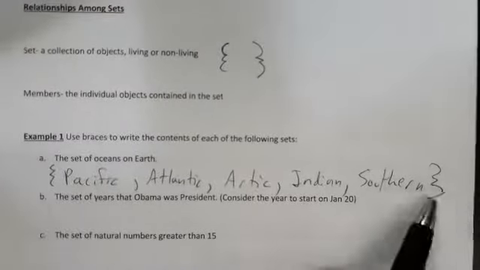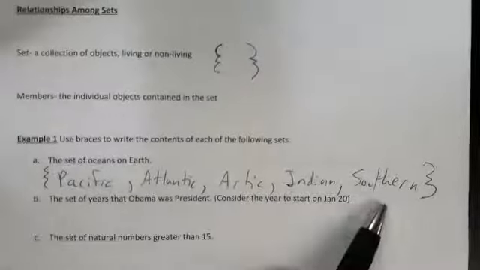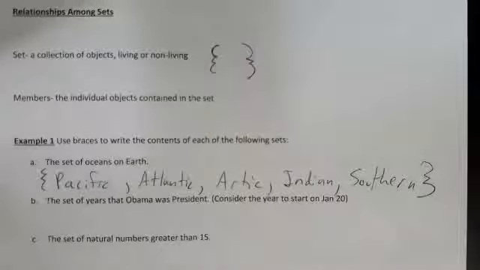These are the braces that denote that we're talking about a set. These are the individual members of the set. We separate each member with a comma.